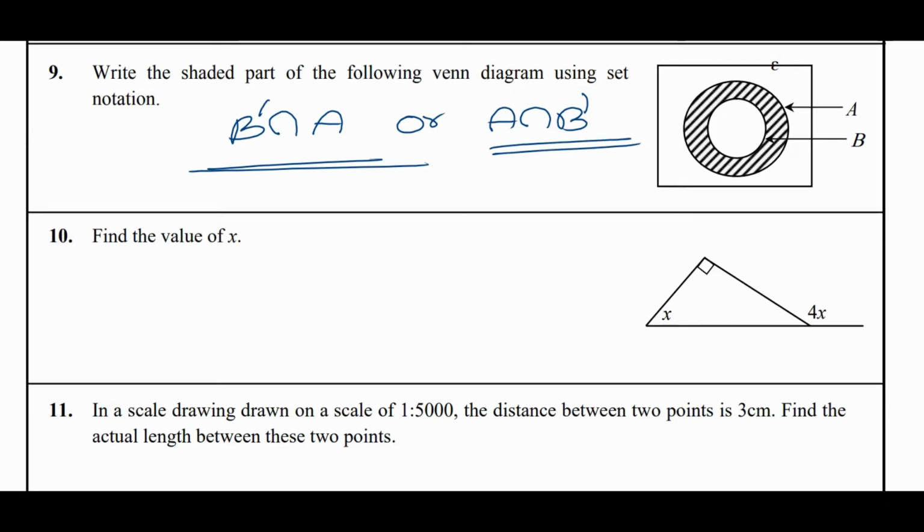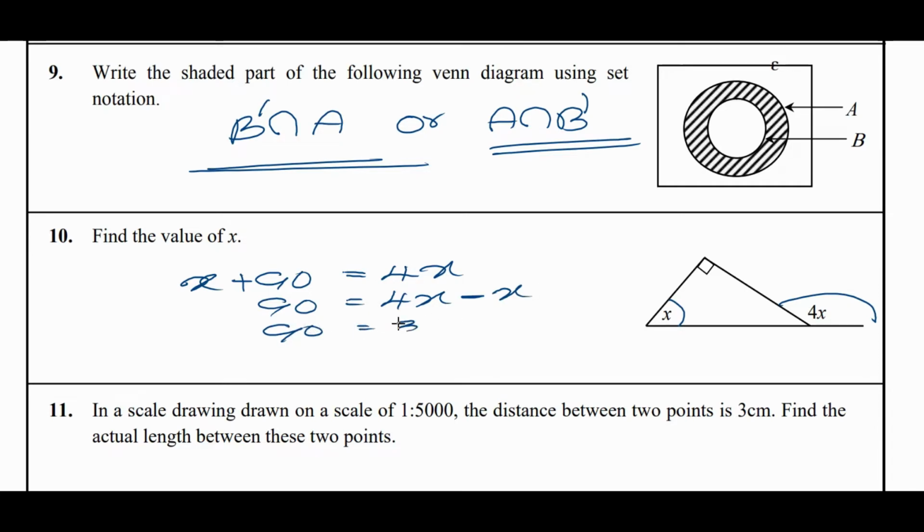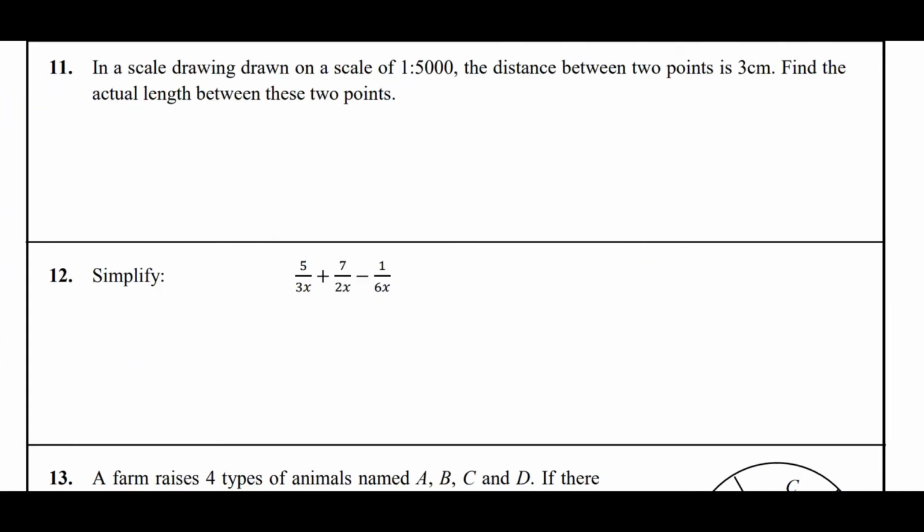No problem. Question number 10. Find the value of x, and we have given a figure. This should be x, this should be 90. Then we know x plus 90 should equal the exterior angle 4x. x plus 90 equals 4x. Then 90 equals 4x minus x. Then 90 equals 3x. Divide by 3, divide by 3, we will get 30 degrees equals x. That's so easy.